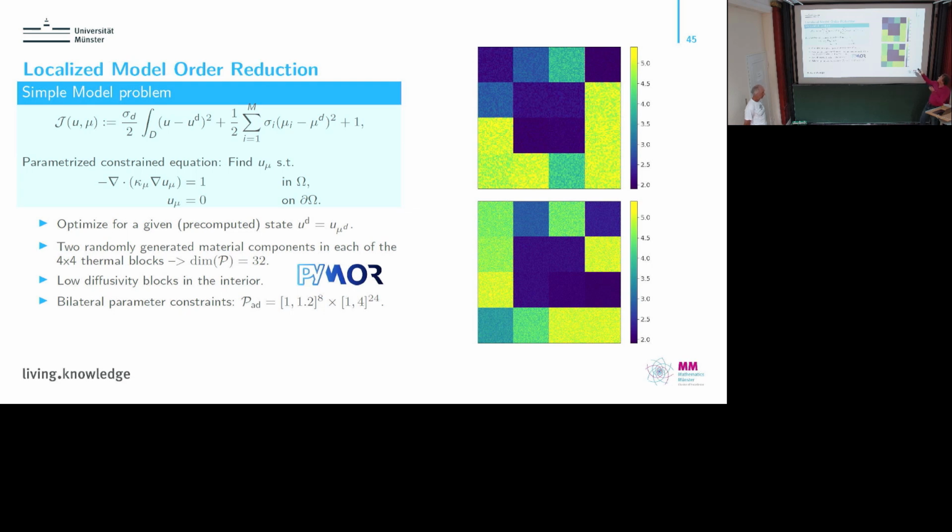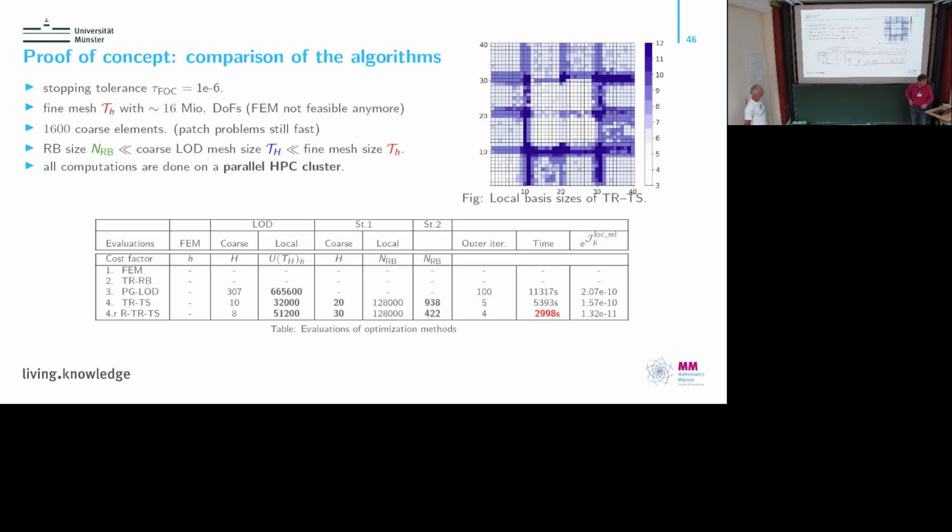Okay, and you see here in this example, in the middle region, we have lower diffusivity than in the other regions. And if you do this whole computation, so what you see here now is a computation where the fine mesh, in order to resolve everything, would have 16 million degrees of freedom, which is not feasible with finite elements anymore, so we could not even do these calculations. And 1600 coarse elements, and these are the 1600 coarse elements.